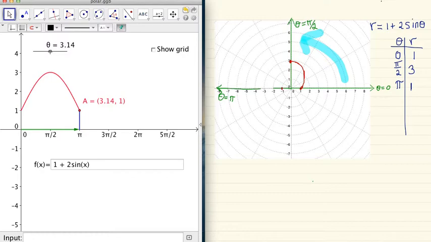Then again, I look at the graph of y equals 1 plus 2 sine x. I see r is decreasing. So I should draw my curve, looking at angles in quadrant 2 now, right in here, with r decreasing from 3 to 1, so I draw it something like that.